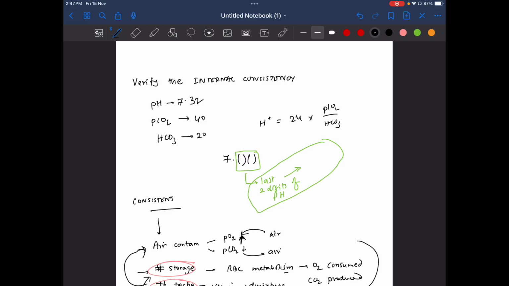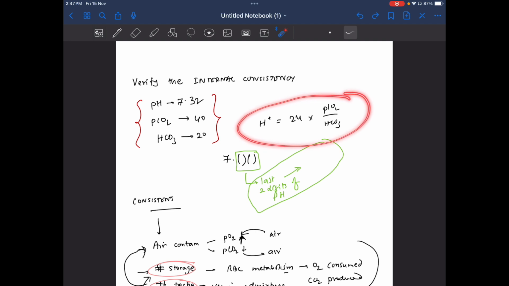See how to verify the internal consistency of the ABG. Okay. So suppose we have this ABG right here: pH 7.32, PCO2 40, and bicarb of 20. If we want to verify its internal consistency, we had seen one formula at the very beginning, which is also called the Henderson-Hasselbalch equation, isn't it? I had mentioned this at the beginning. I told you this formula will be used to verify the internal consistency, which is the very first step in ABG interpretation.